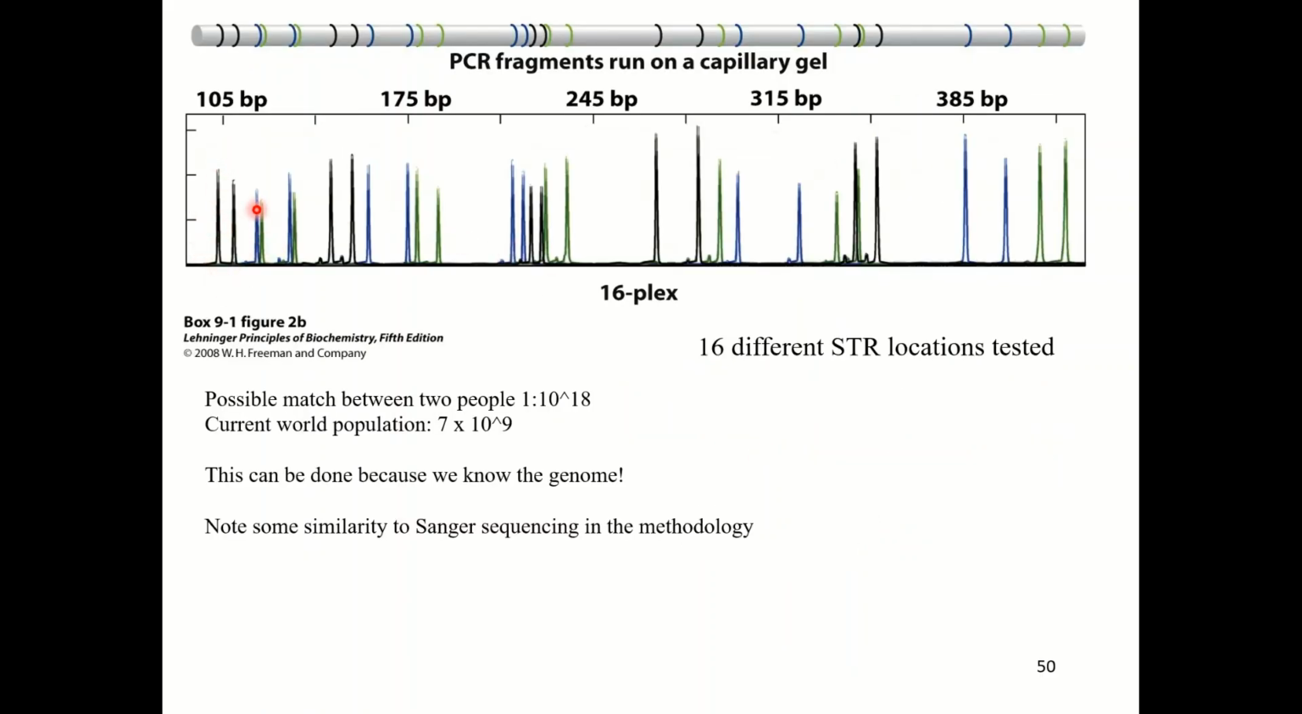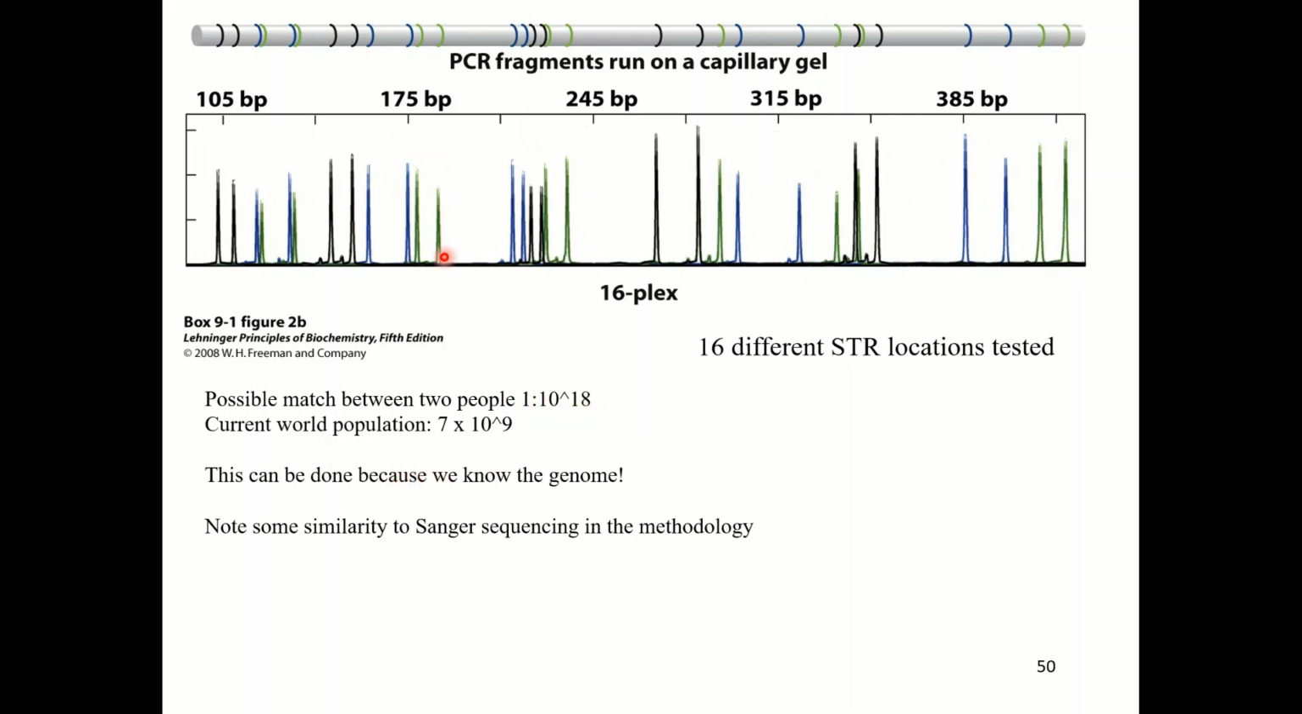And what you'll get out are these sort of peaks at certain times. Okay, and in this case, 16 different STR locations are tested. The possible match between 2 people is estimated at 1 times 10 to the 18th.